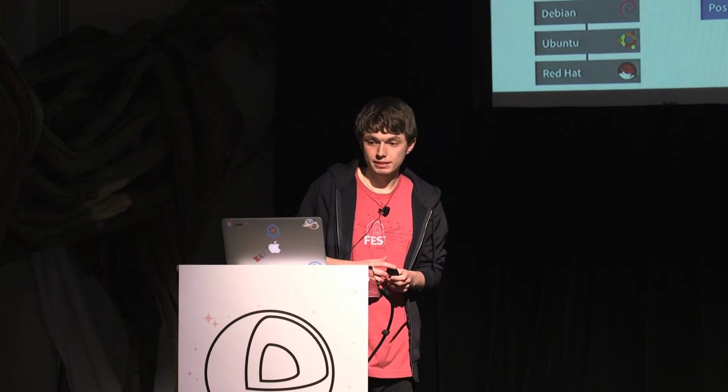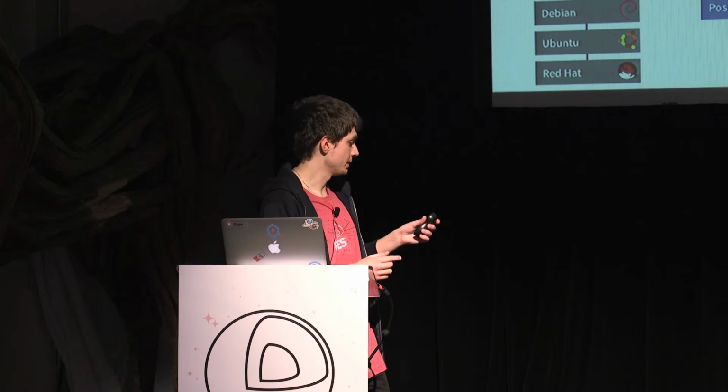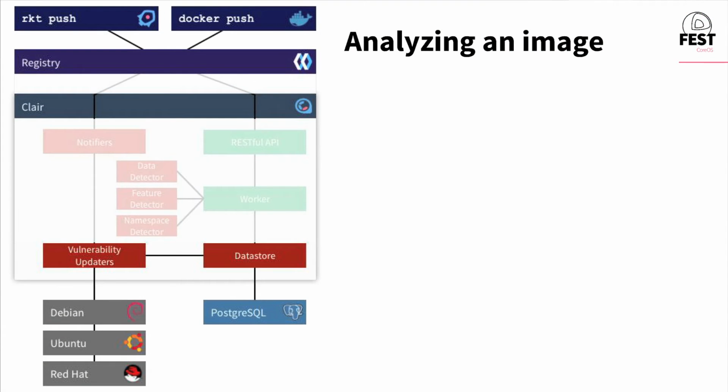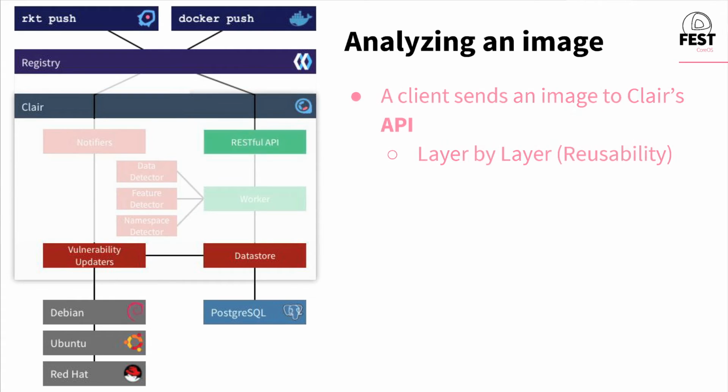Then once we have vulnerabilities, we can start analyzing images. In the case of an integration with a registry, this will be done by the registry itself. But it can be basically anyone. It's just about talking to a RESTful API.